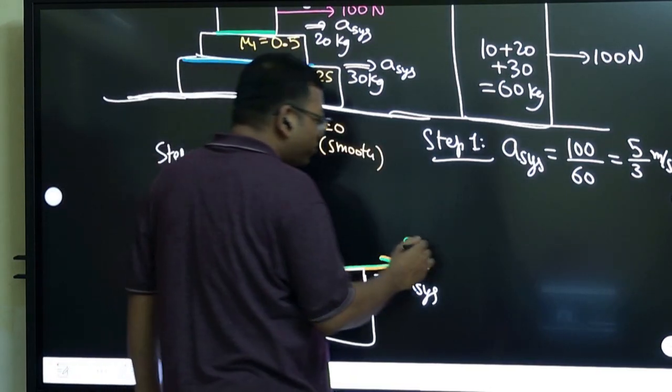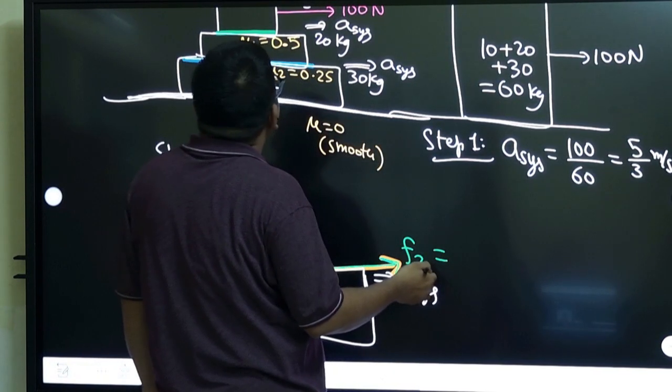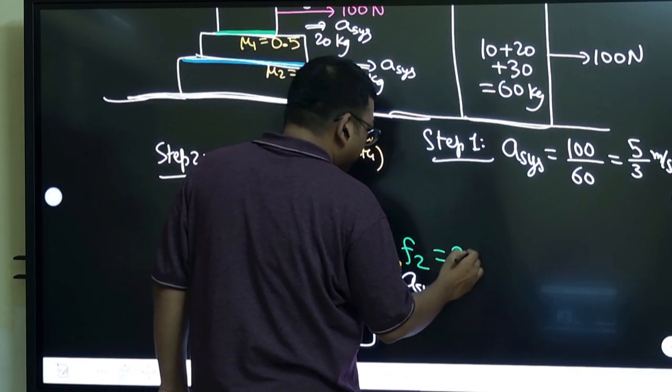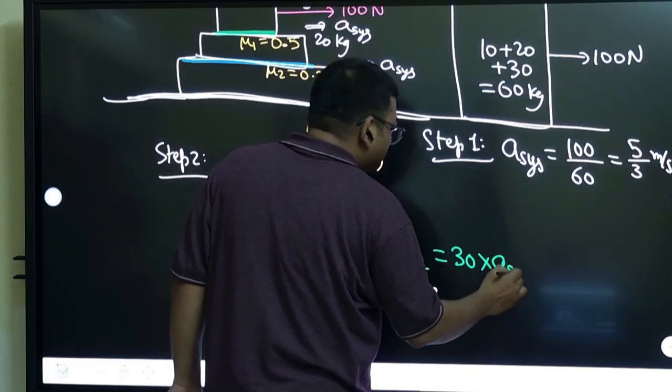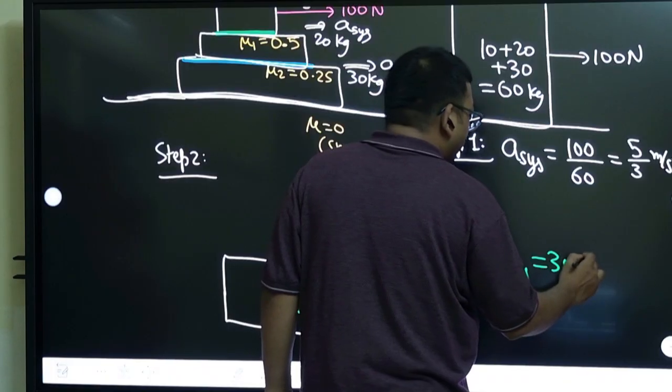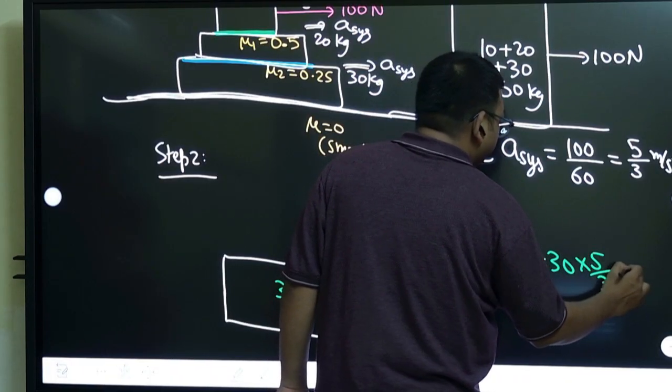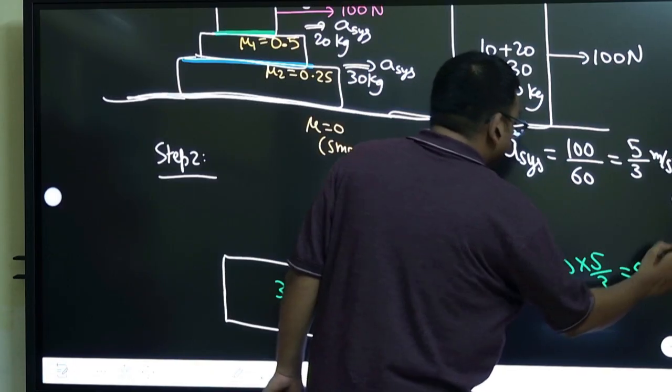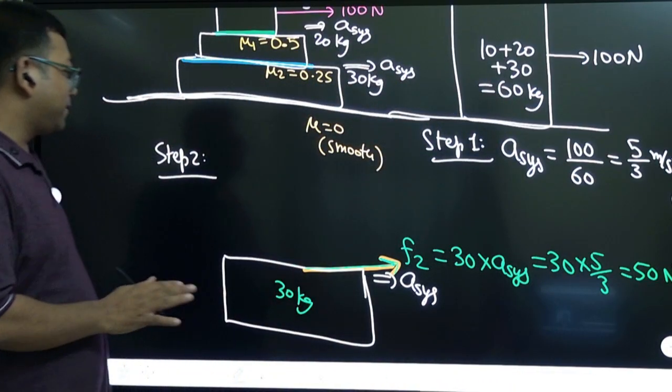This friction is going to be the net force, which is mass into acceleration. Its mass is 30 kg and its acceleration is the system acceleration. This we can calculate from here, right? So 30 into 5 by 3, we will calculate this as 15 Newton, correct?